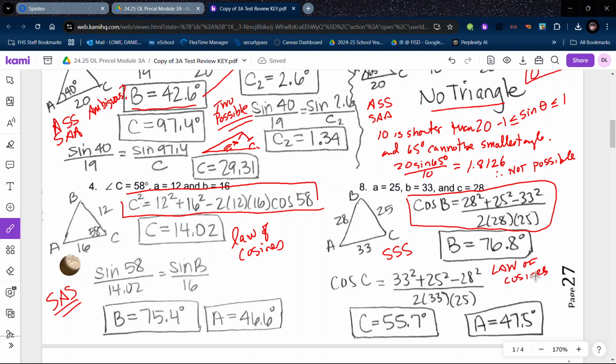Okay, so we got the initial part of our review, looking at law of sines, law of cosines, a variety of examples. In the next video, we'll look at the next page of the review.